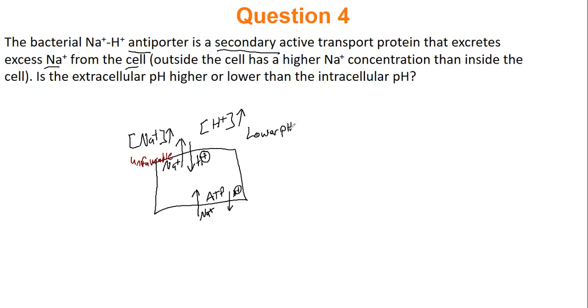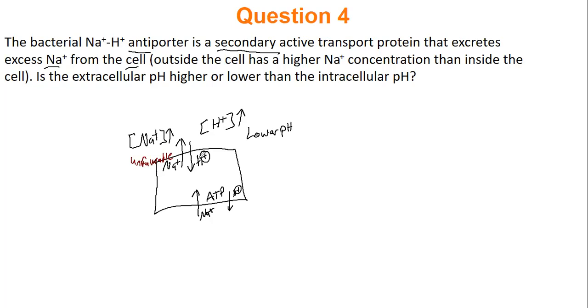So let me just recap how I figured that out, right? I know I'm pumping sodium out, it's given in the problem, and I know that the outside is higher concentration in sodium, unfavorable process. So why am I doing that process then? Well, I'm doing that process so I can bring in hydrogen, because I'm exchanging one positive charge for another positive charge. But that's overall not a favorable process if I'm going against concentration. So a secondary active transporter must be used.